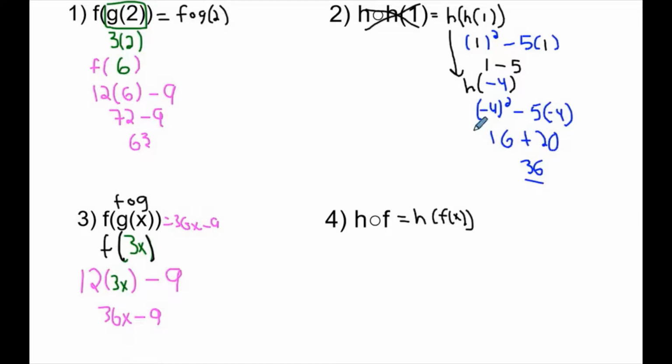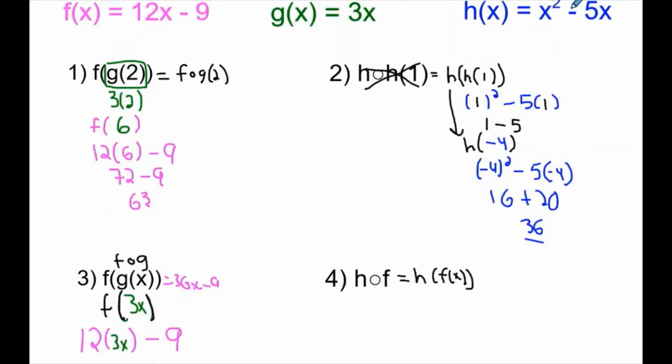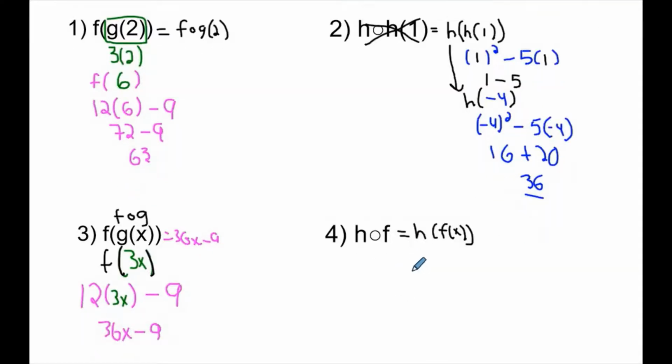So let's take a look at what that looks like. H, again, is this function right here, x squared minus 5x. So it's going to have a square on it with a parentheses instead of the x, and then a 5 in a parentheses. And then inside of the parentheses, I'm going to plug in 12x minus 9, which is f. And this is done. That is the composition of the two functions.